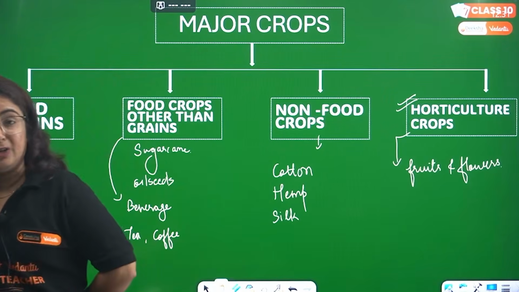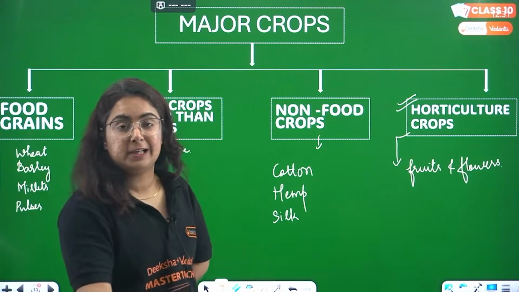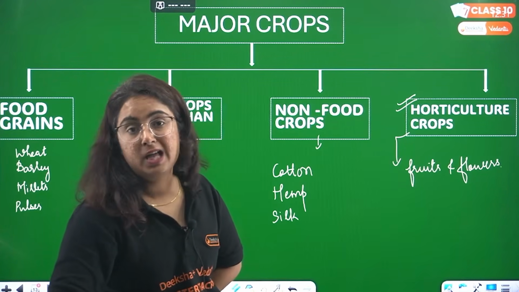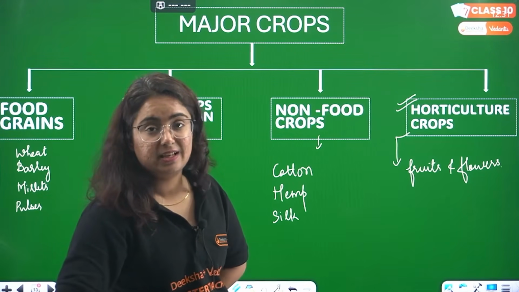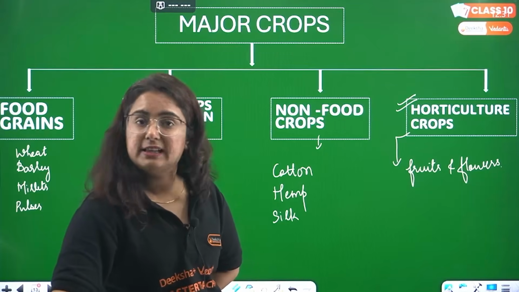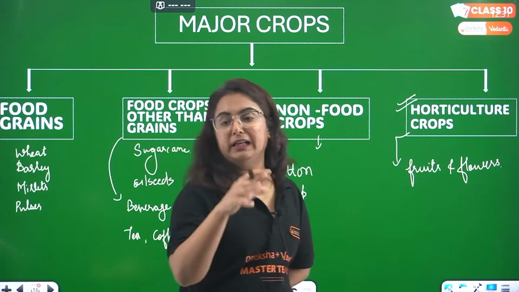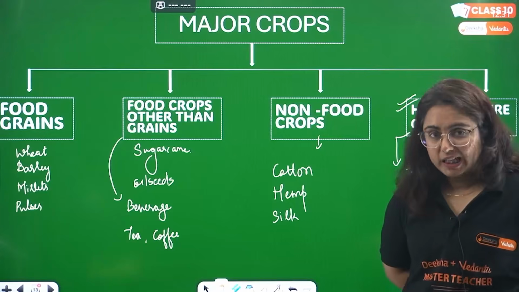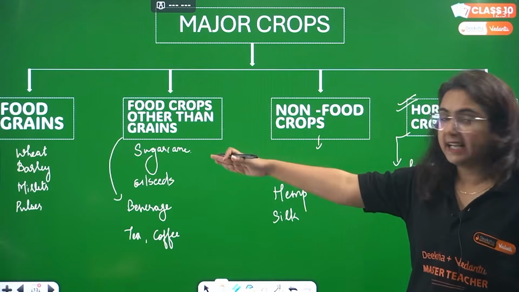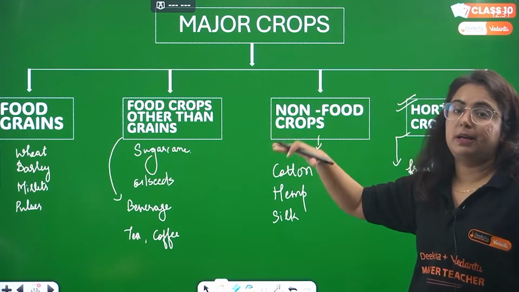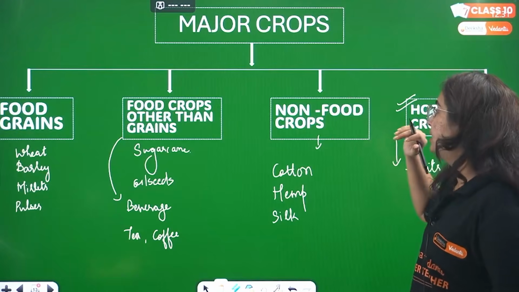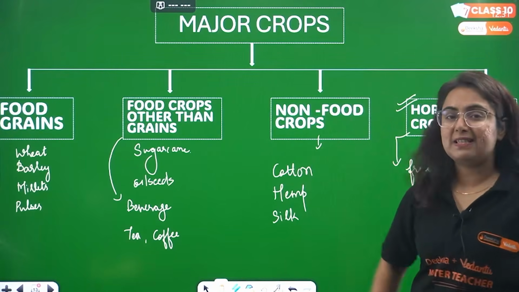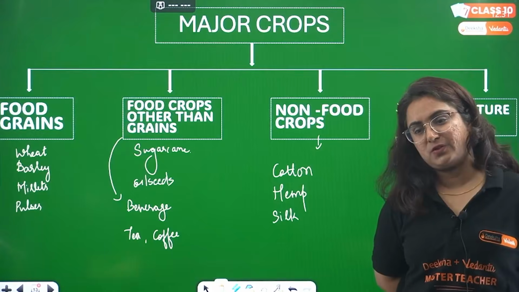You know that? Don't take it lightly. In every city you will see a place where flowers are being sold, right? That is one of the biggest markets of India actually running. So what you have to study as major crops? Food grains, but they are not grains. Food crops, but they are not grains. Non-food crops, and then the horticulture crops too.